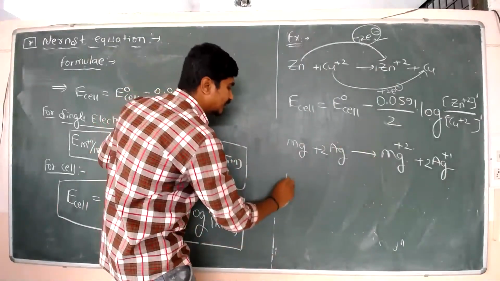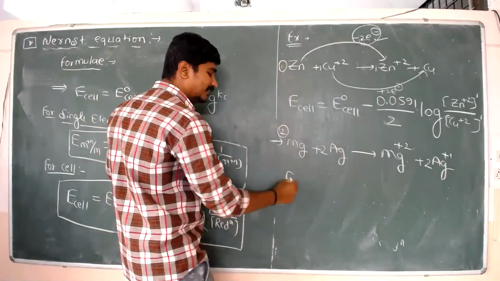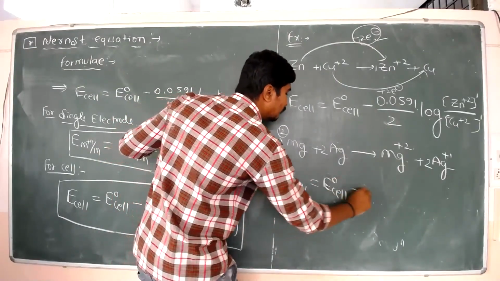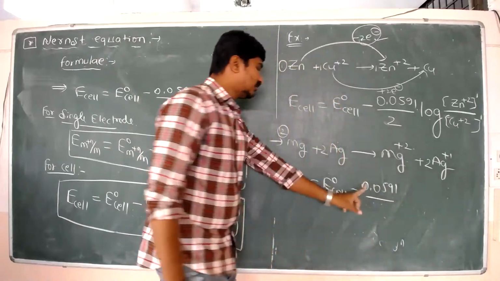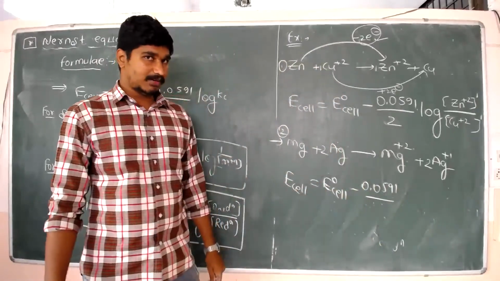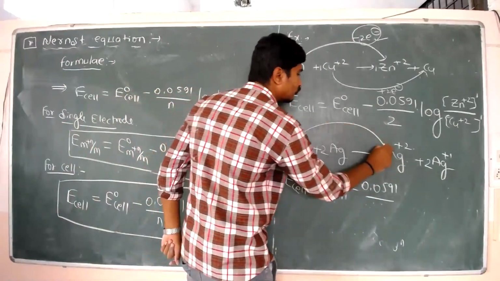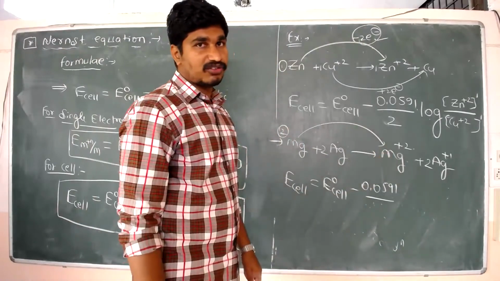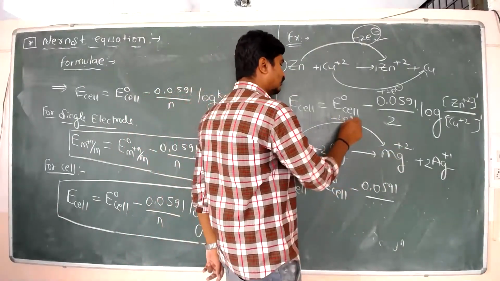For the second example, what is the Nernst equation? This one is the first example, this one is the second example. E cell is equal to E naught of cell minus 0.0591 by n. n means the number of electrons transferred. How many electrons are transferred? Mg is converted into Mg+2. +2 means loss of electrons, so how many electrons are lost? 2 electrons.